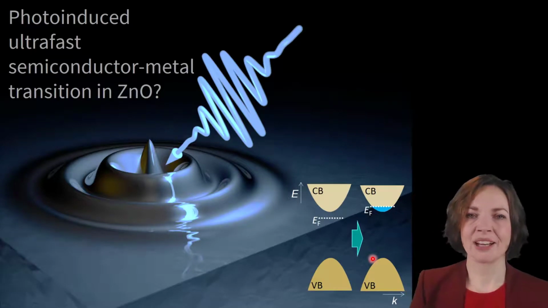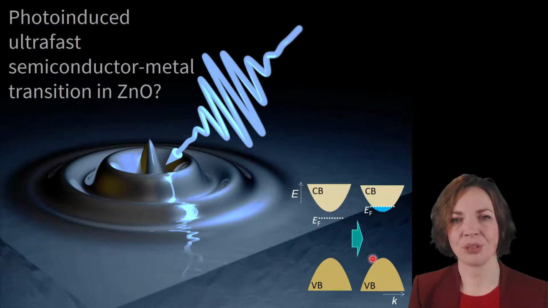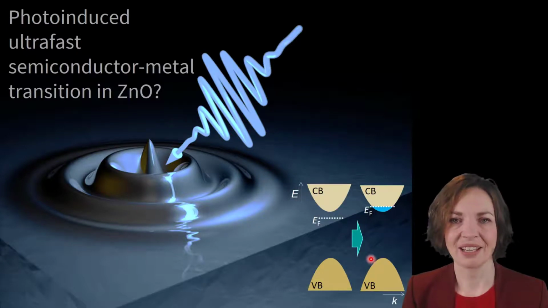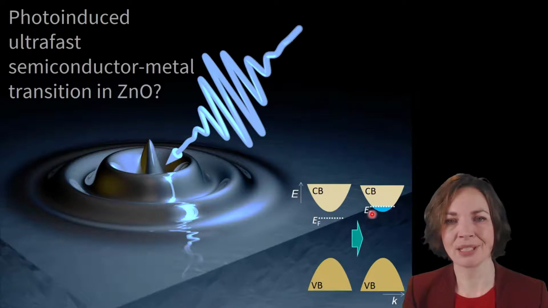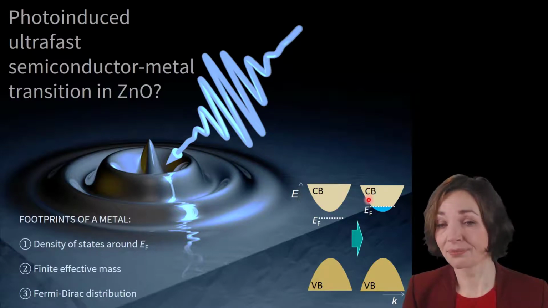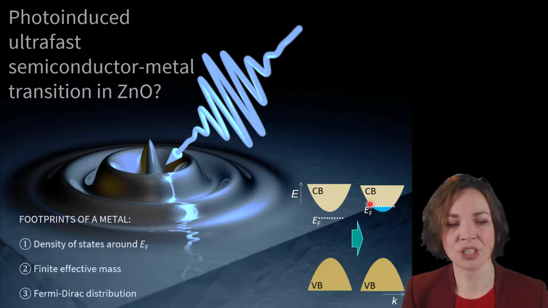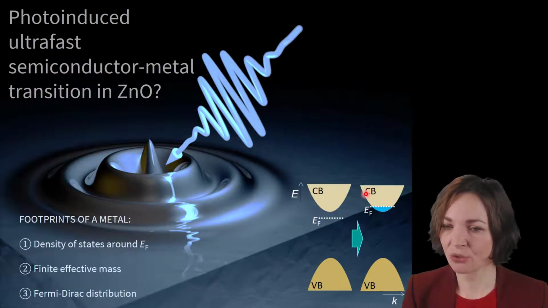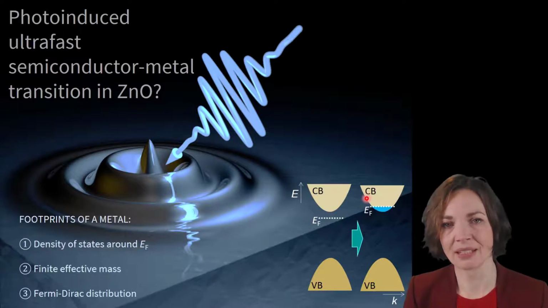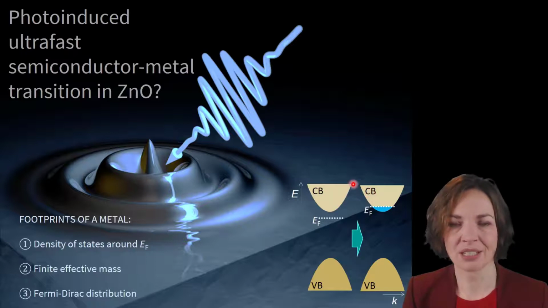So we were asking ourselves, can we maybe photoinduce an ultra-fast semiconductor-to-metal transition in zinc oxide? In order to prove that this is happening, we need to find the 3 important footprints of a metal. We need to observe density of states in the region of the Fermi energy as it's being crossed by a dispersive band, and the charge carriers in this band must follow Fermi-Dirac statistics as you would expect it for a metal.